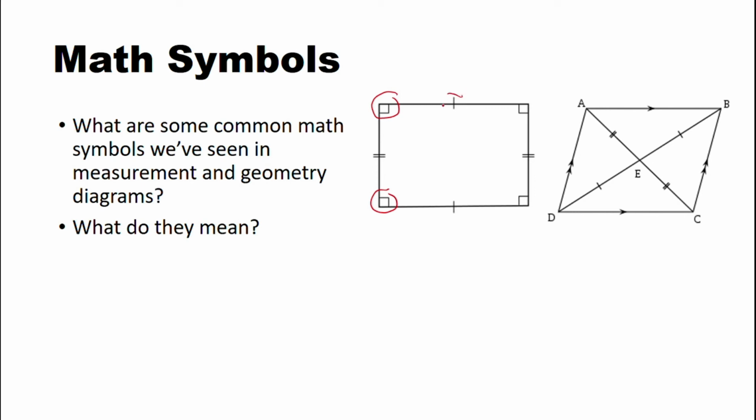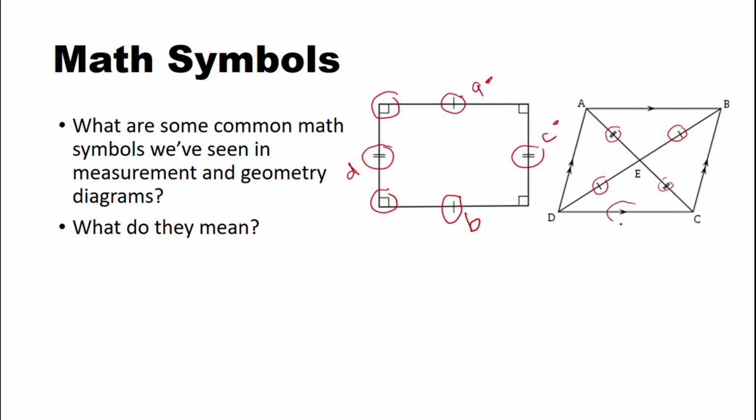We also have these little tick marks on each side, and we have two here. And so that just means that side A would be equal to side B, and side D is equal to side C, although A and C would not be equal. So it's important to remember that those tick marks mean equal. Over here in the parallelogram, you can see those tick marks again, so we can see that these two lengths are equal, and these two lengths are equal.